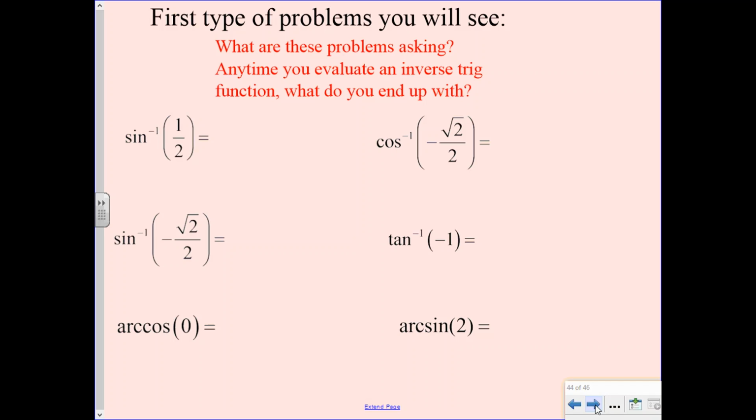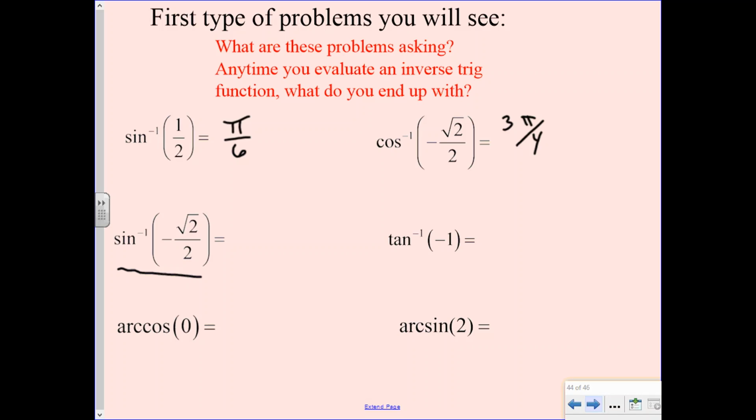So I just did those first two here, so I'm just going to rewrite the answers just for completion's sake. So we knew that was at pi over 6 in the first quadrant. Cosine of negative root 2 over 2 was 3 pi over 4 in the second quadrant. But let's take a look at this next one here. How about the sine inverse of negative root 2 over 2?